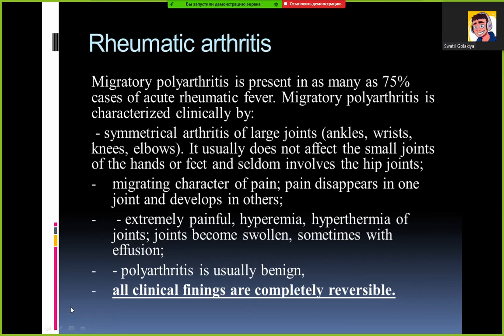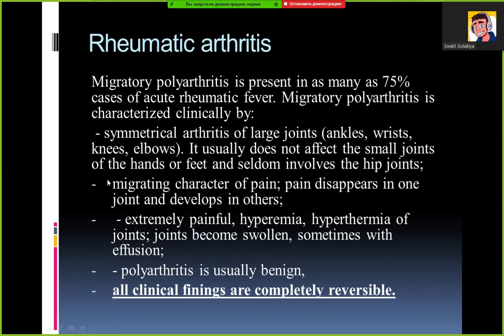So the characteristic of rheumatic polyarthritis. Migratory polyarthritis is present in as many as 75%, so it is the most common symptom of acute rheumatic fever. Migratory polyarthritis is characterized clinically by very important symptoms: symmetrical arthritis of large joints such as ankles, wrists, knees, and elbows. It usually does not affect the small joints of the hand or feet and seldom involves the hip joints.